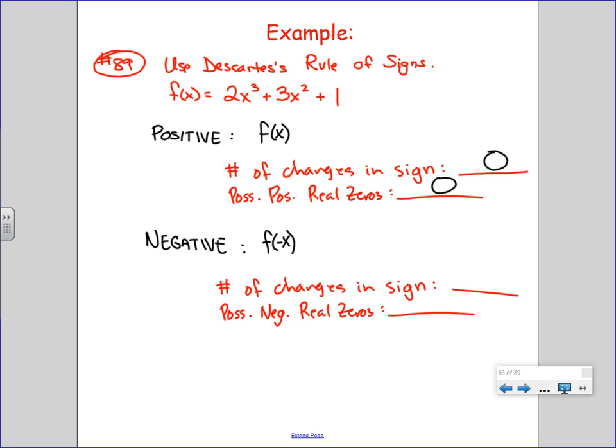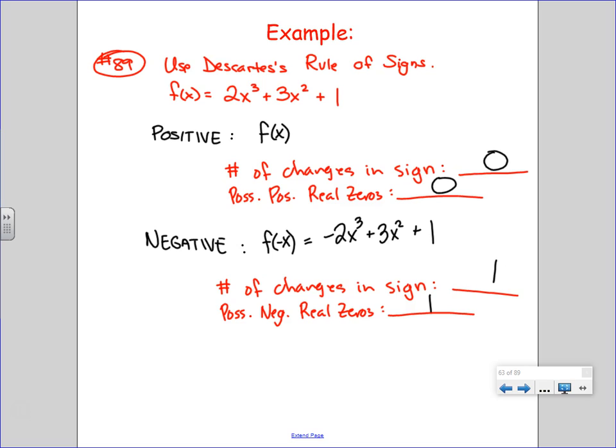Negative. Uh-oh. Who was at the negative x? Good, because the square didn't do anything at +1. How many changes in sign? So how many negative real zeros? But a cubic has 3 zeros. There's 1 negative and there's 2 imaginary. You already know exactly what you're looking for.